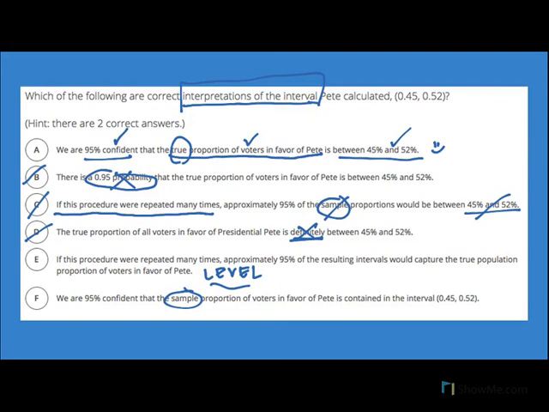And then F says we're 95% confident that the sample proportion of voters is in between the interval. So that's another thing to be on the lookout for. Our interpretations are always about the true proportion. That's what we're actually trying to estimate. We know what the sample proportion is. We don't have to have an interval for the sample proportion. All right, so again, A and E are both correct statements. A is the one that correctly interprets the interval. E interprets the level.